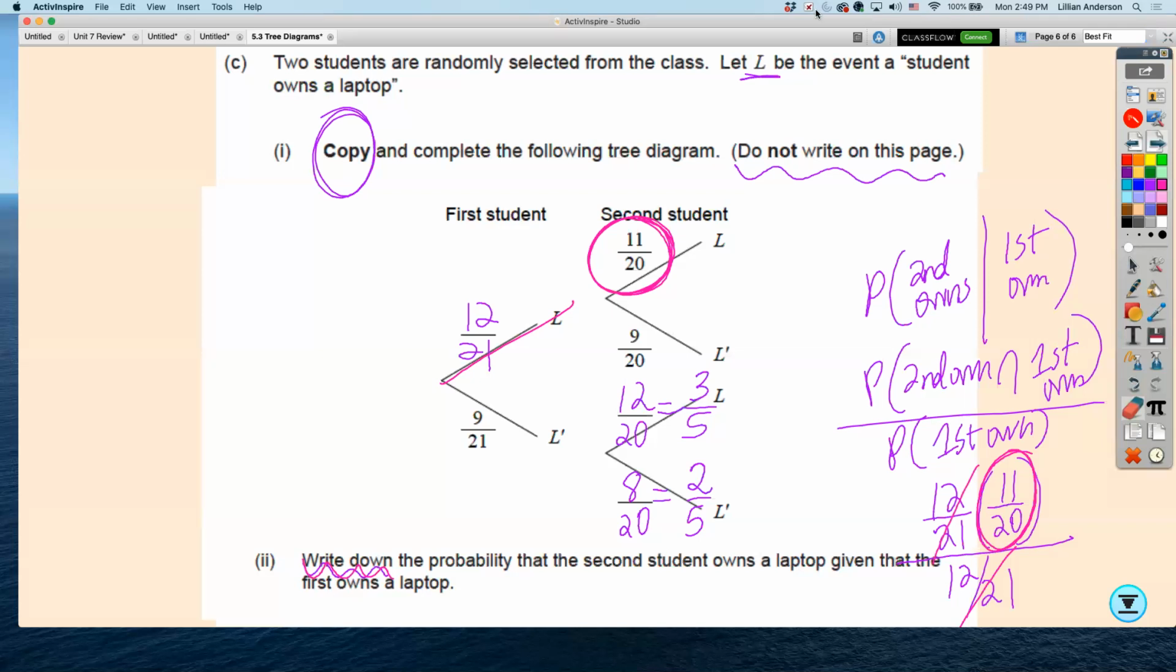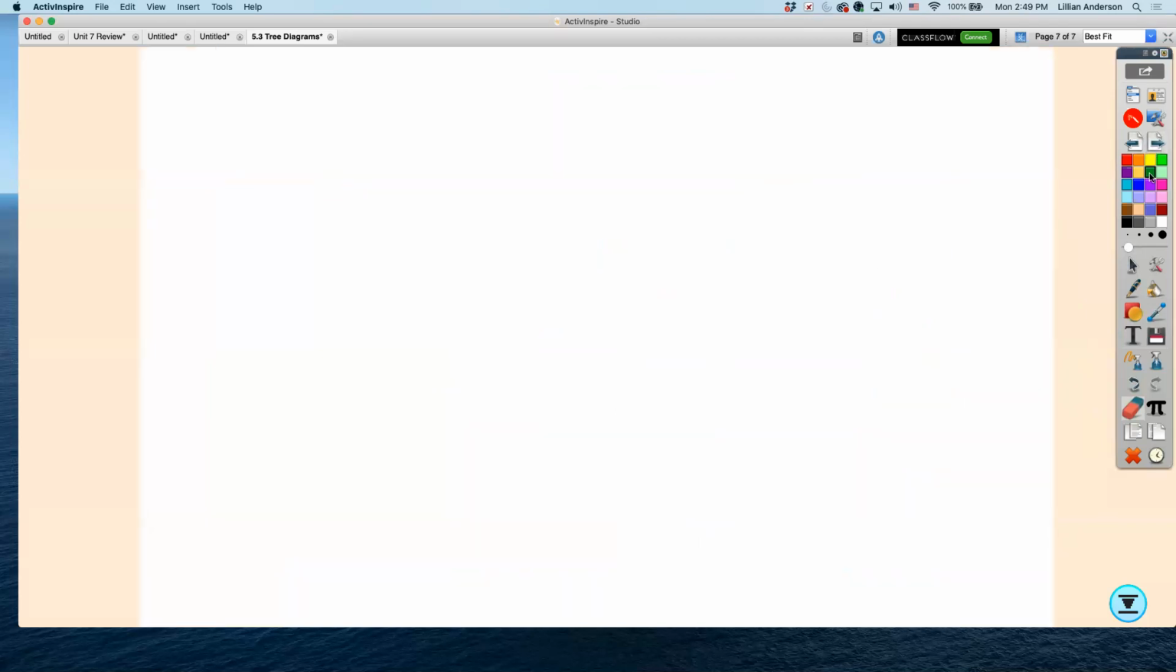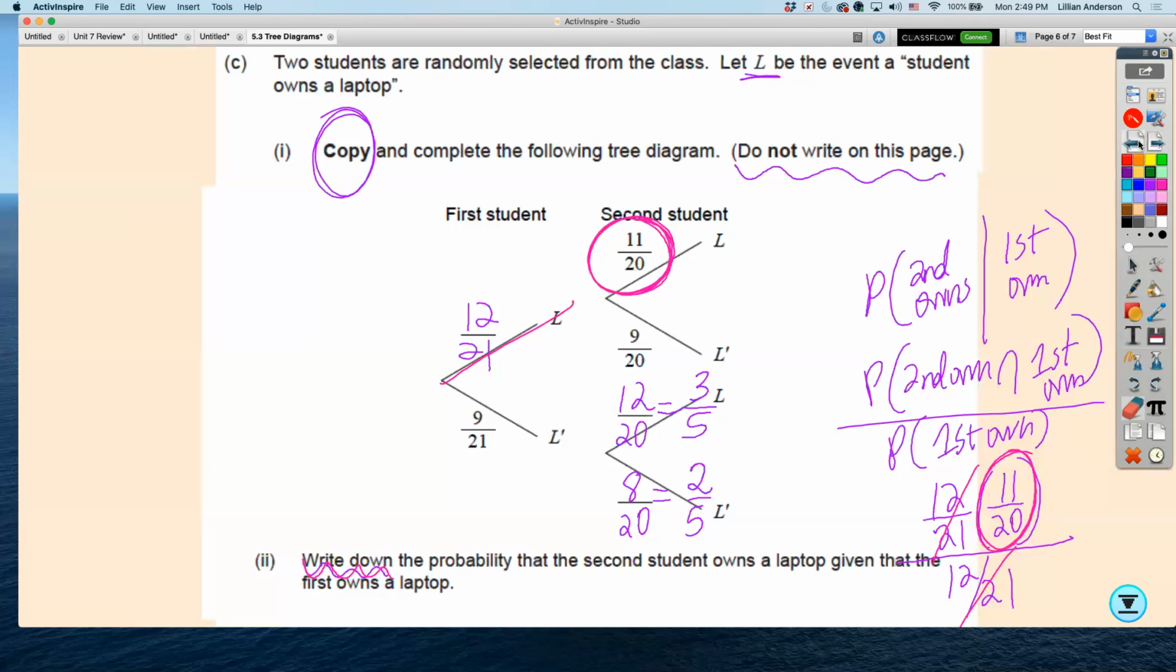I have a question. Yes. Why is the first one 12/20 and the second one is 8/20? So here, remember, complement of L means they do not own a laptop. The reason why this one was 8/20 was because originally you had 9/21 students who did not own a laptop when the first student was picked. Once that first student gets picked, I can't pick them again. So that means you pull them from the group. Okay, thank you. You're welcome.